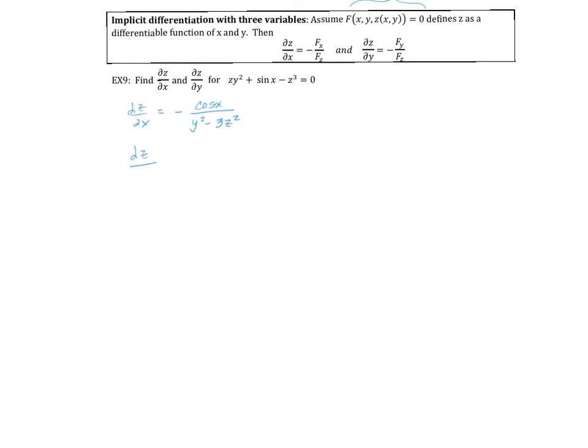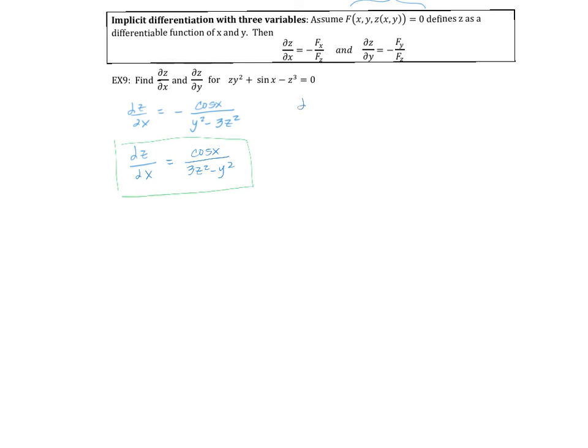And then the partial derivative of z with respect to x. I don't like the negative in front and the negative in bottom, so I can write it in a simpler form, cosine of x over 3z squared minus y squared. But you don't have to go that far.